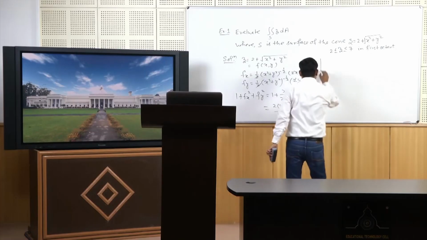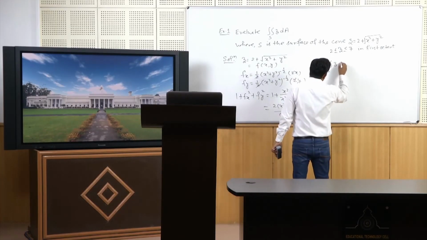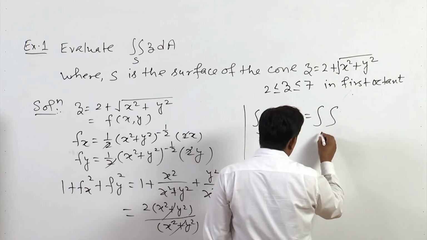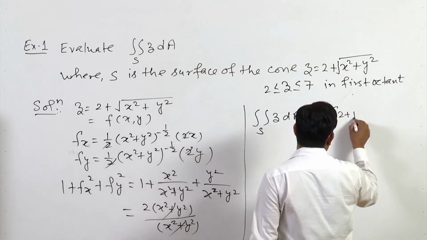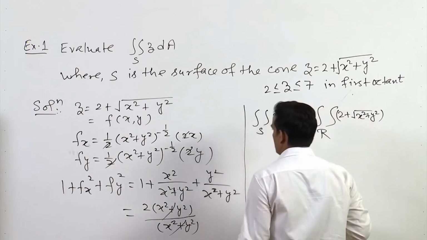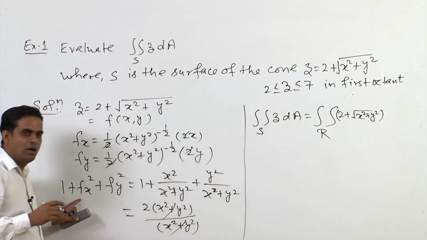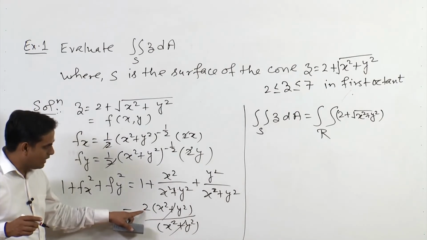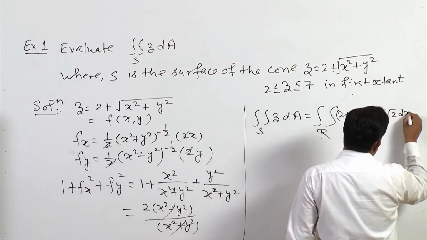Now, the surface integral over S of z dA becomes, R is a circle and z is 2 plus square root of x square plus y square, and then what I will be having is square root of 1 plus fx square plus fy square. So, square root of 2 will become root 2, dx dy.